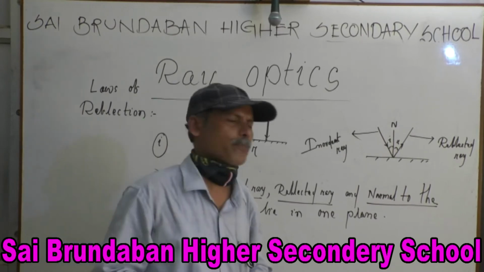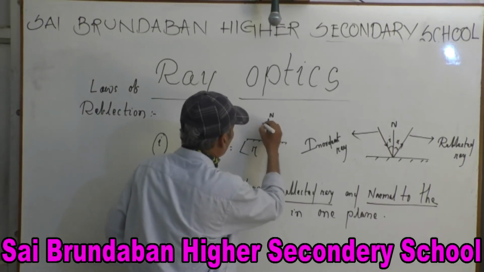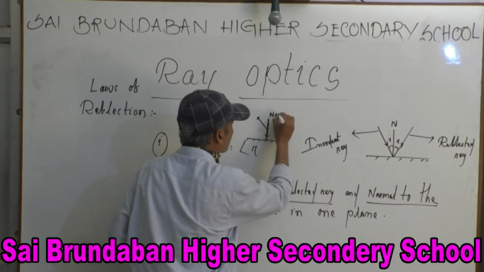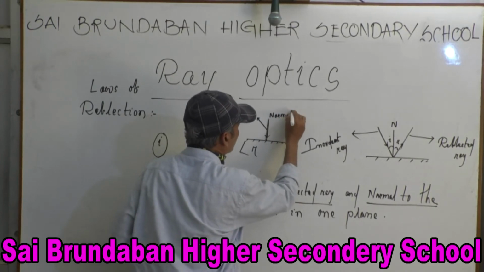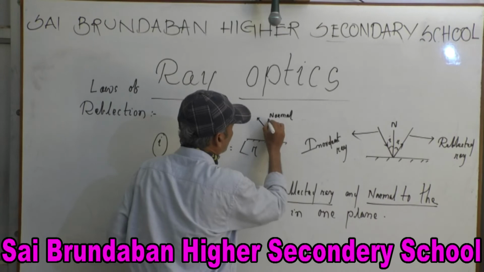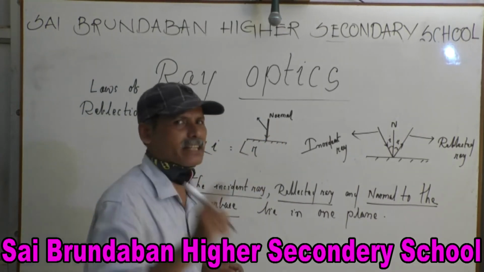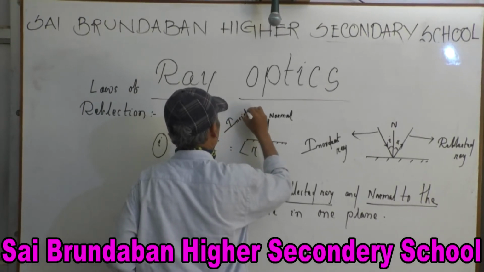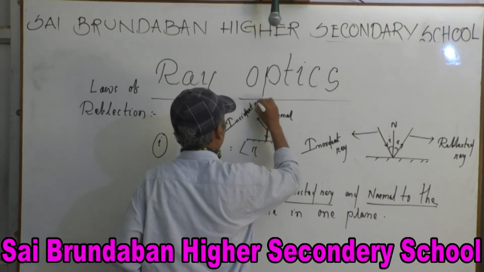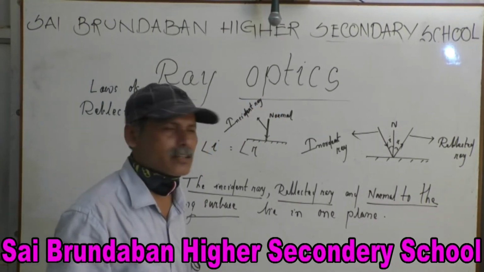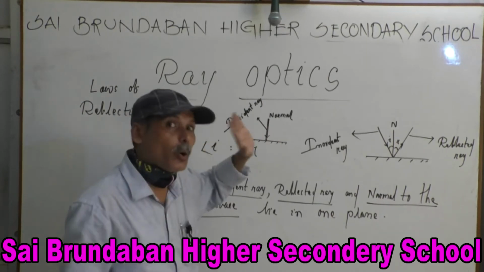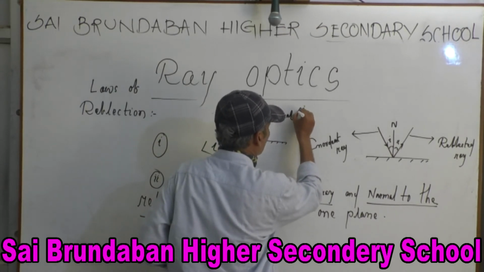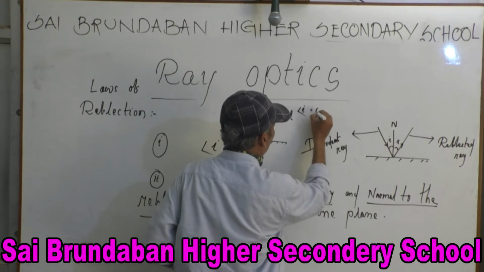So think for a while. This is the normal and this is also the incident ray. This is the normal, this is normal. The same line represents the incident ray, which means normal and incident ray coincide. That means angle I is equal to 0 degree.